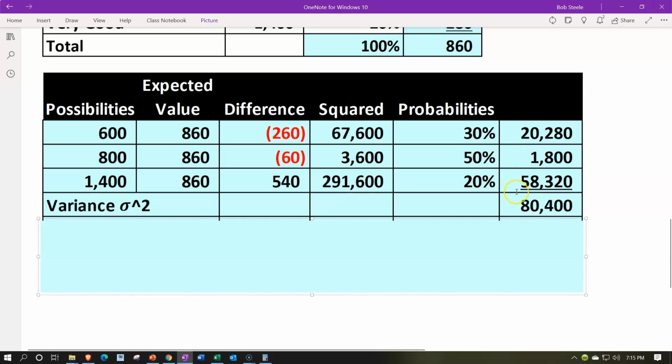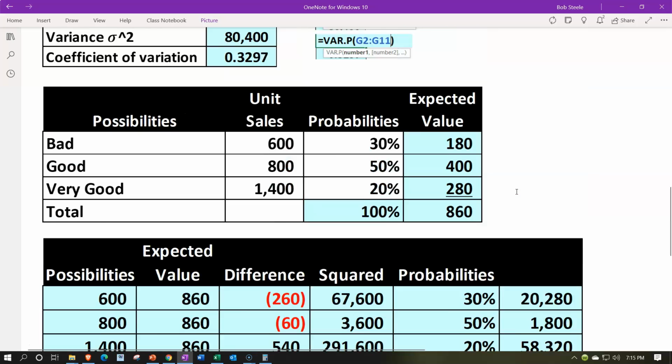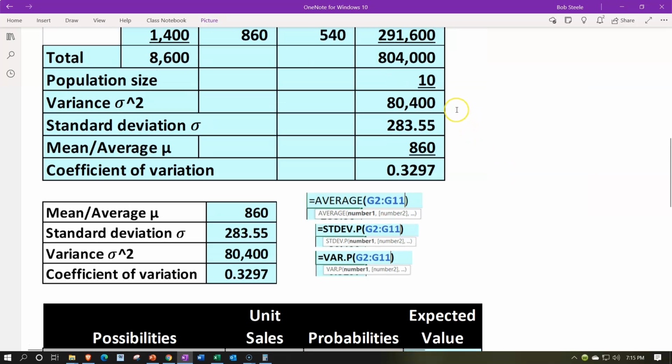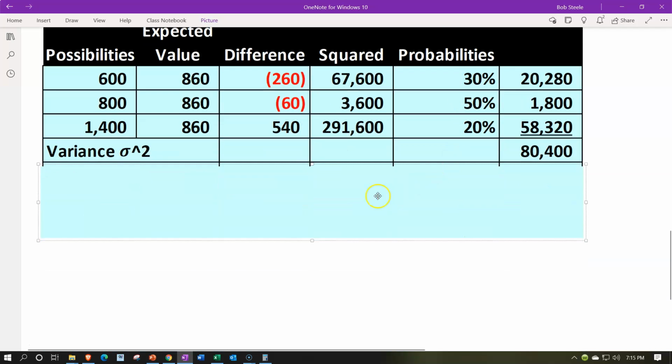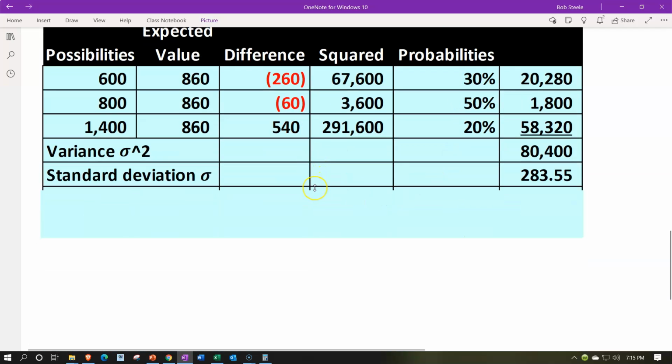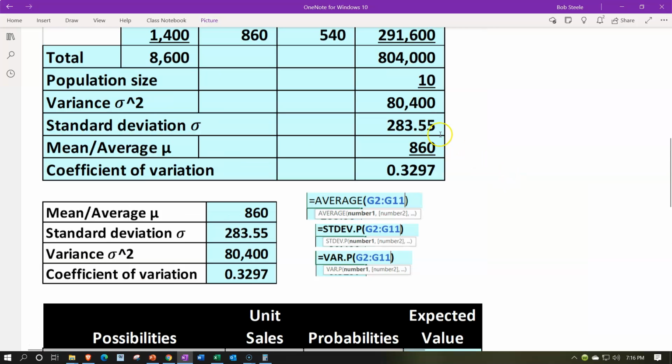So then we have our variance, which will be calculated as the 20,280 plus these three numbers. Those three numbers add up to 80,400. Same variance we got up top. So now we're basically back to the same point we did up top with this different kind of format of the calculation. Standard deviation, then, is the square root of the 80,400, the 283.55, the same calculation we had up top.